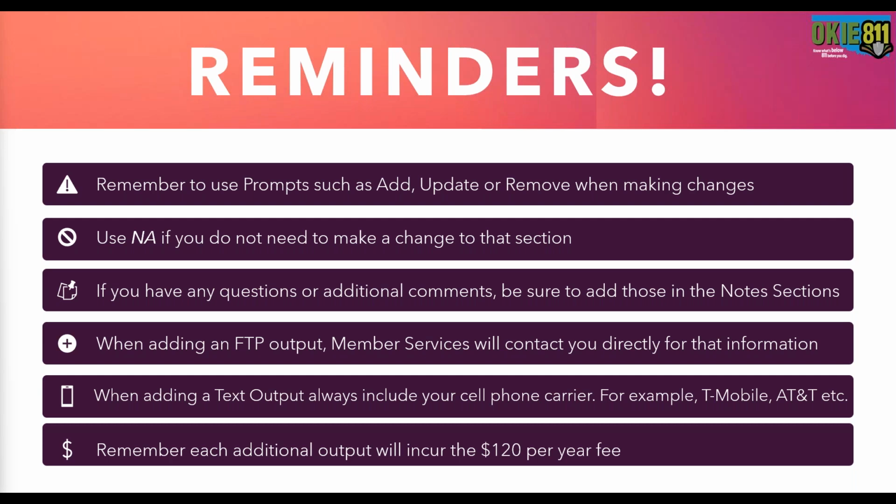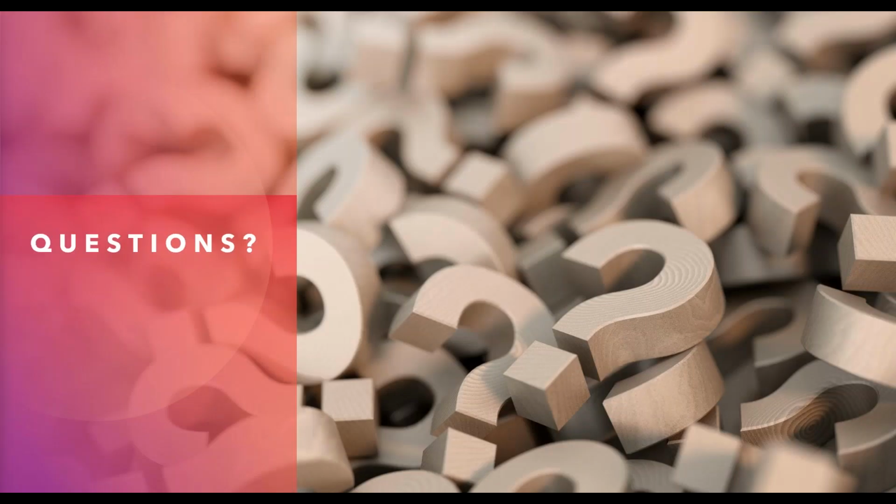When you're adding an FTP output, member services will contact you directly for that information. When adding a text output, always include your cell phone carrier, such as T-Mobile, AT&T, etc. And remember, each additional output will incur that $120 per year fee. So you really want to check that fee schedule and make sure that the outputs you have really work well for your organization. And now let's see if we have any questions.